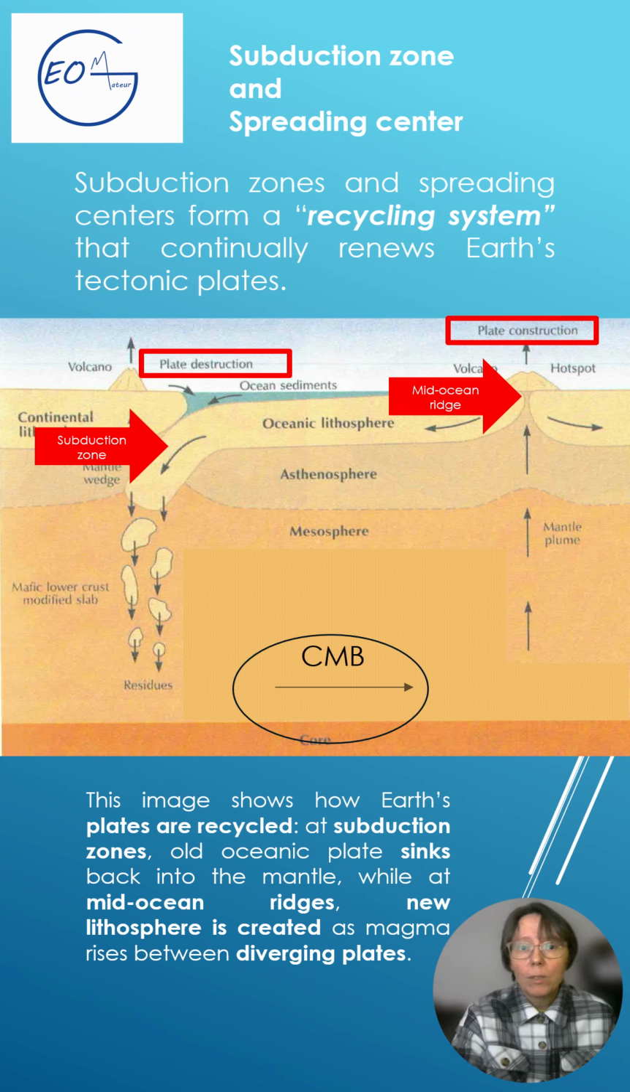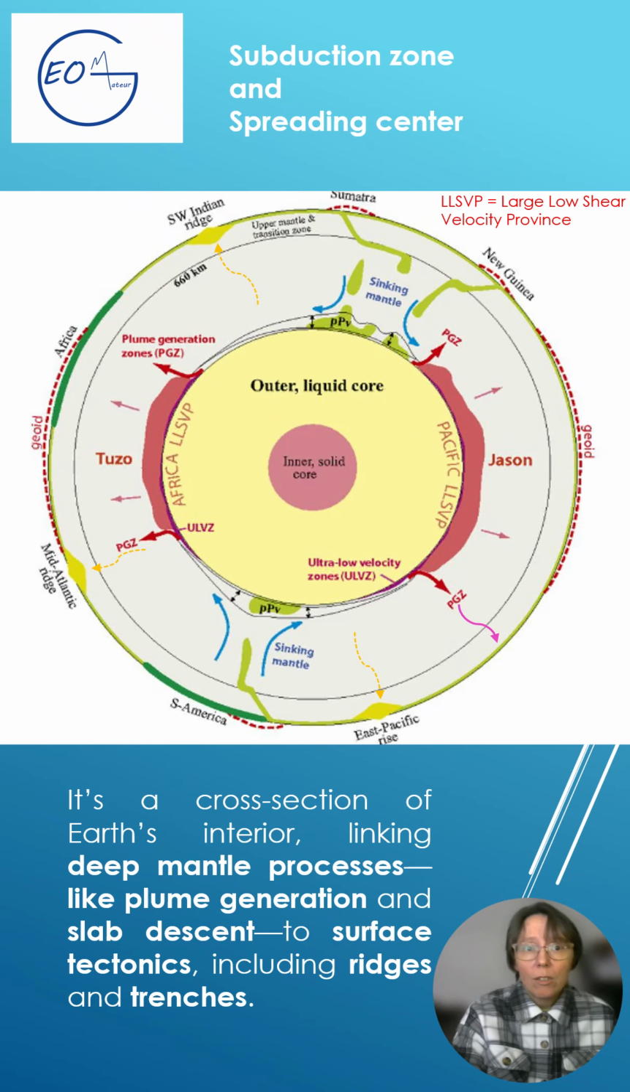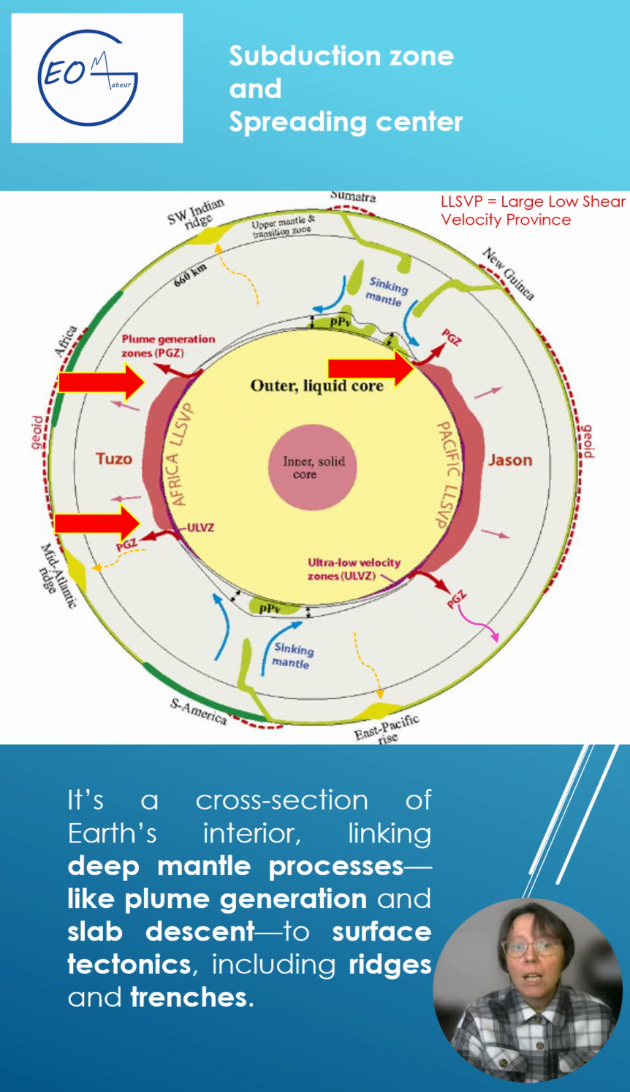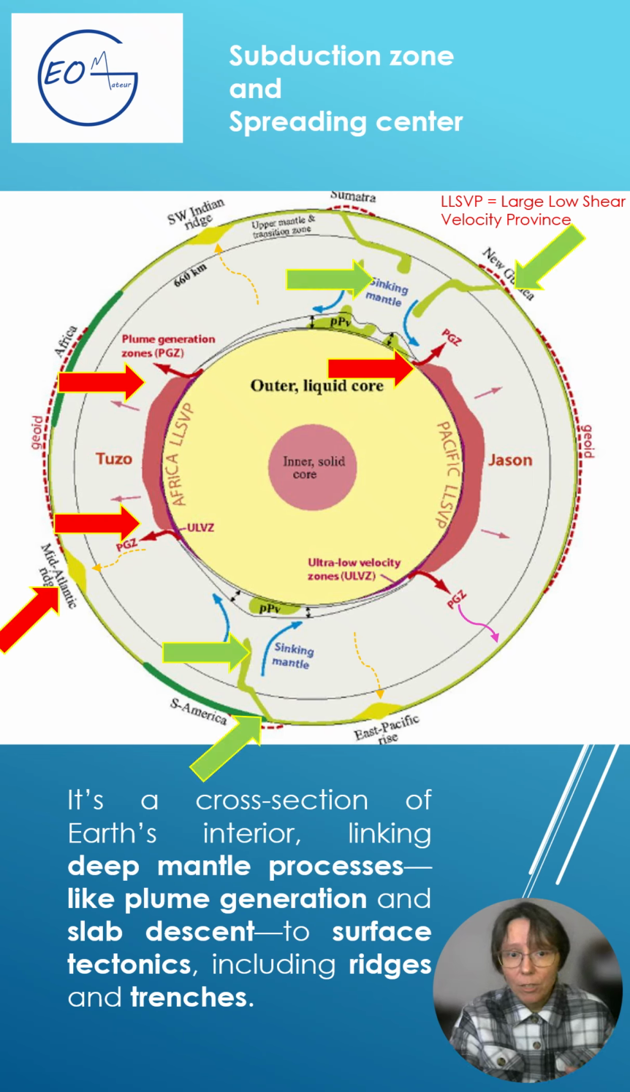This cycle is modified by core-mantle boundary structure. This cross-section of Earth's interior, viewed from the South Pole, shows that deep mantle processes such as plume generation, linked to large low shear velocity provinces with ultra-low velocity zones, reinforce mantle convection driven by slab descent and shape surface tectonics, including ridges and trenches.